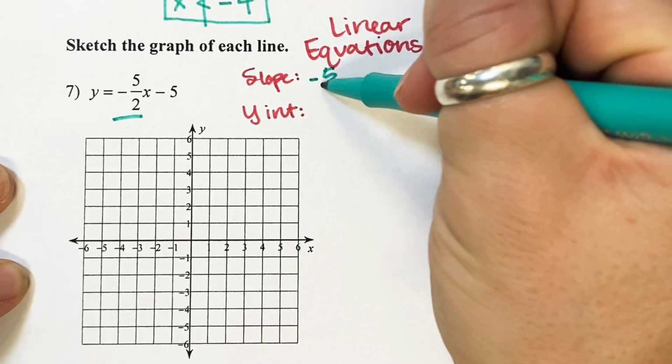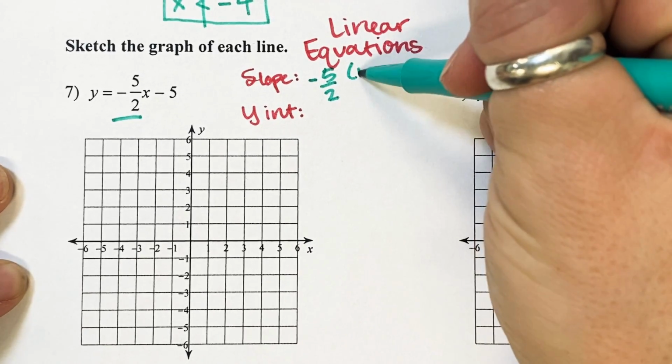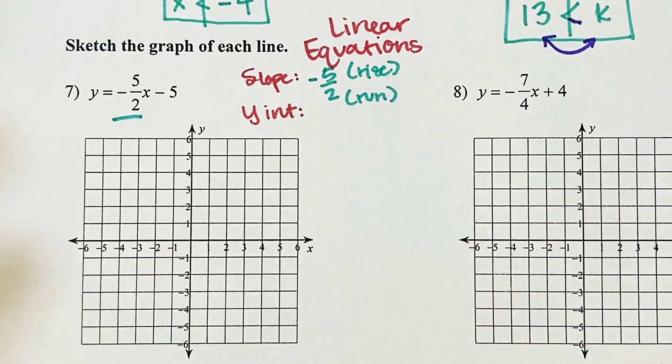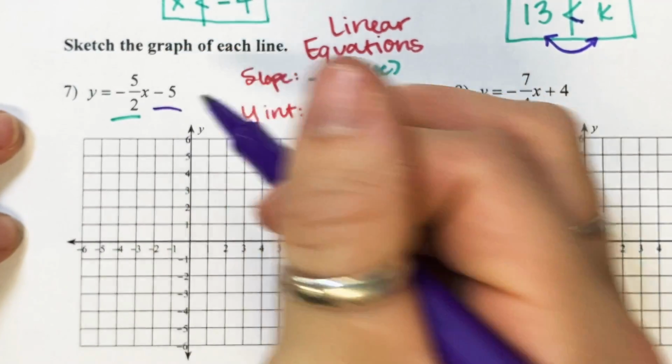-5/2, which is great because it's already in rise over run form, right? We like to see it in a fraction because that tells us our rise over our run. Well, what is my Y-intercept? The number on the end. It's going to be that -5.